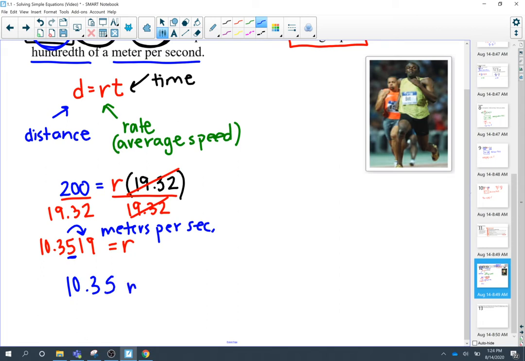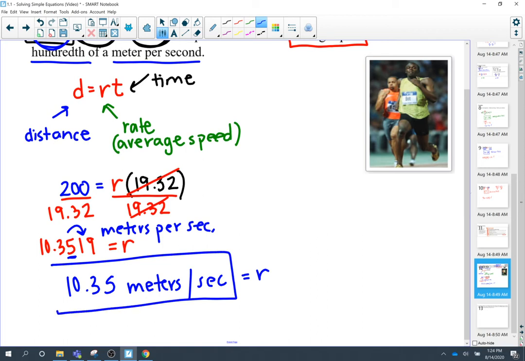10.35 meters per second equals our rate, which was his average speed during this race. He was running pretty fast. If you guys remember, a meter is roughly 3 feet. It's like a yardstick, and he's running about 10 of those per second. He's moving.